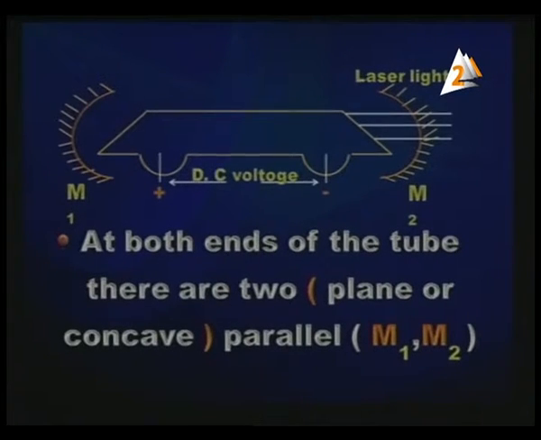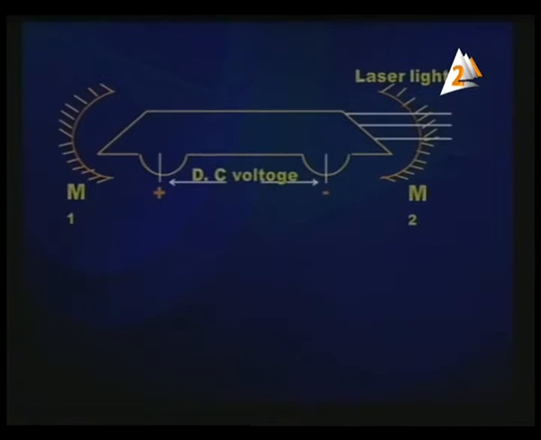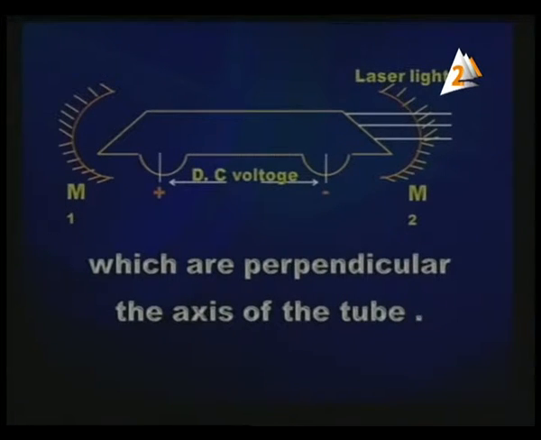At both ends of the tube, there are two plane or concave mirrors. They are denoted M1 and M2. They are the resonant cavity. And let me remind you, the resonant cavity in this case is an external resonant cavity. They are perpendicular to the axis of the tube.